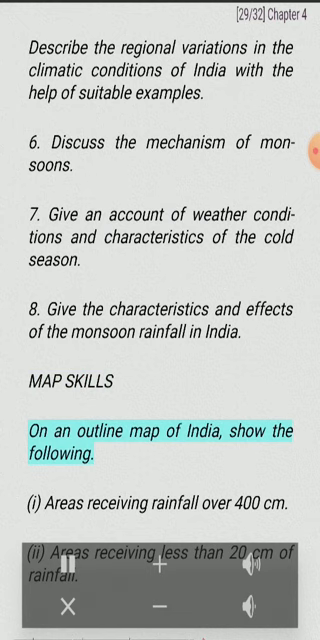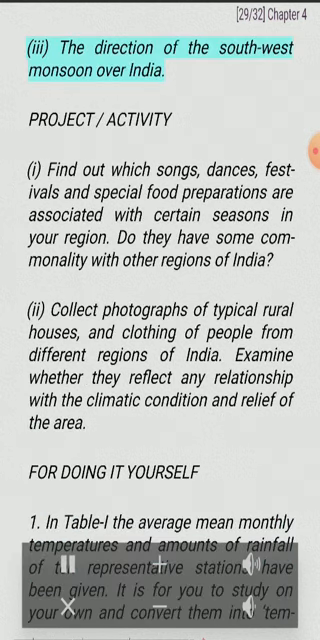Map skills. On an outline map of India, show the following. Areas receiving rainfall over 400 centimeters. Areas receiving less than 20 centimeters of rainfall. The direction of the southwest monsoon over India.